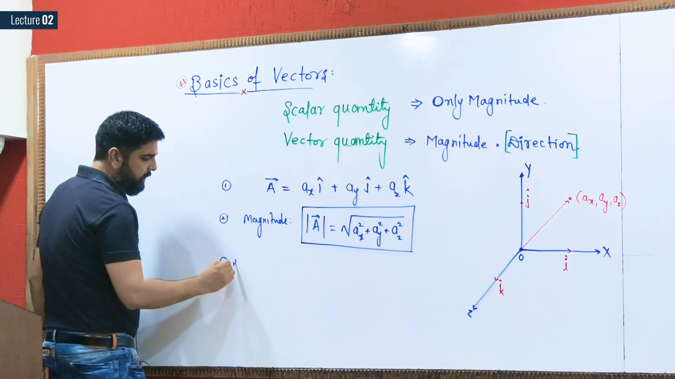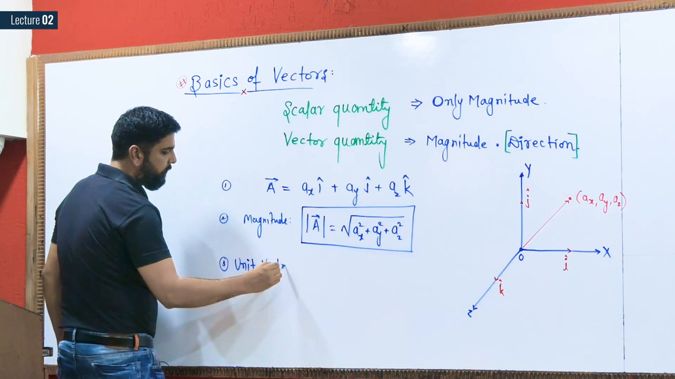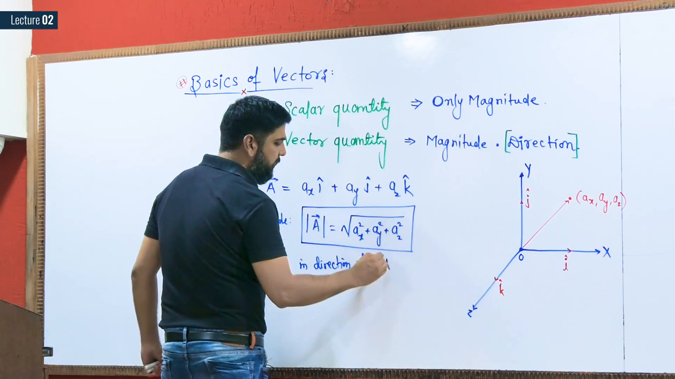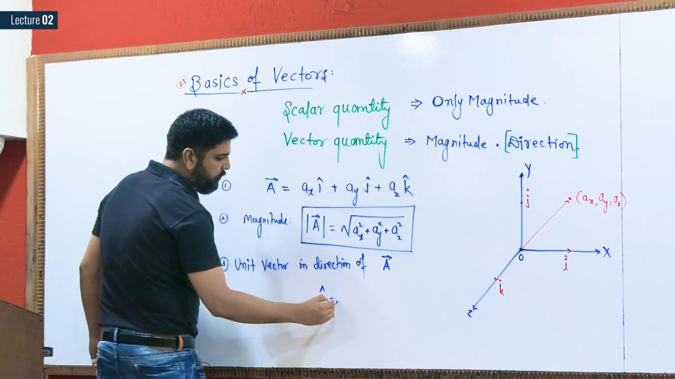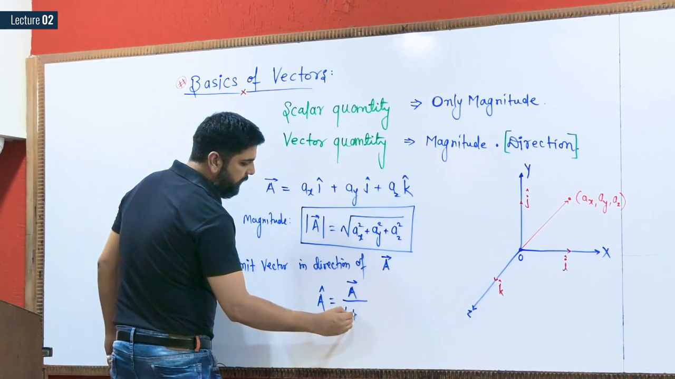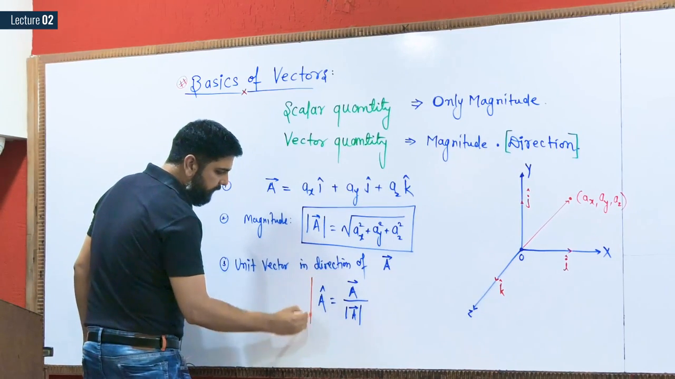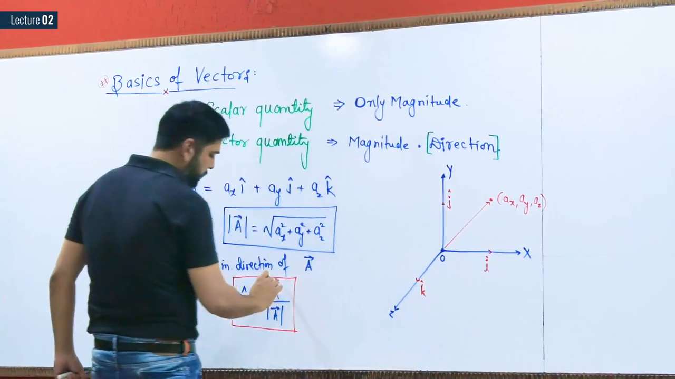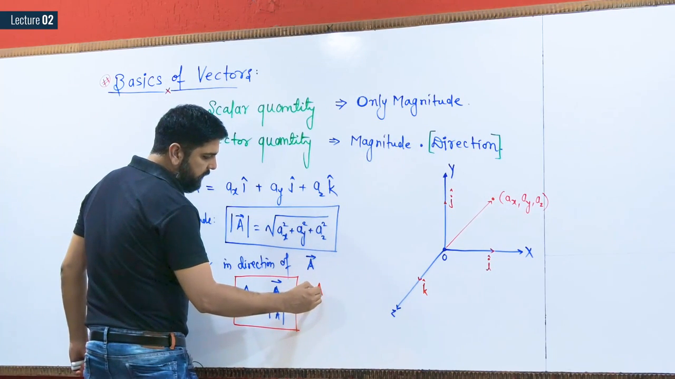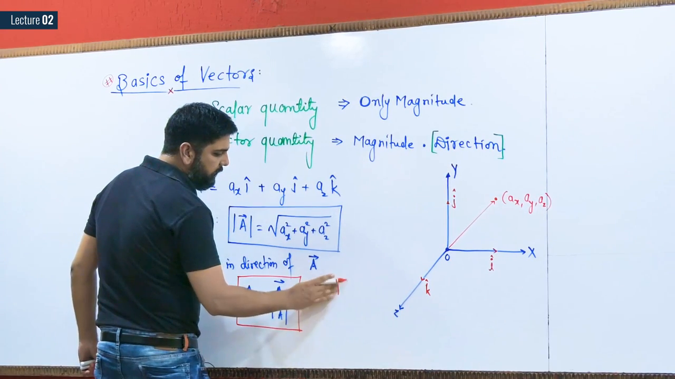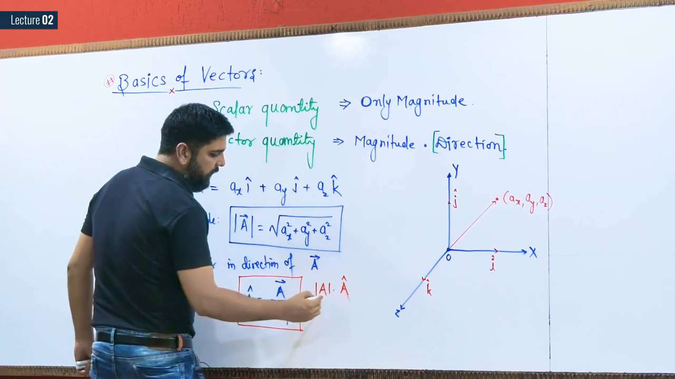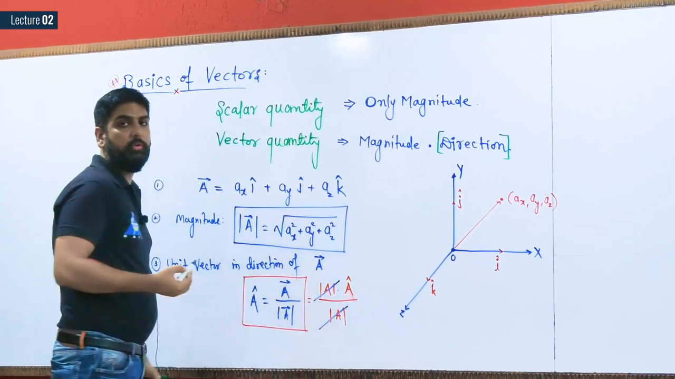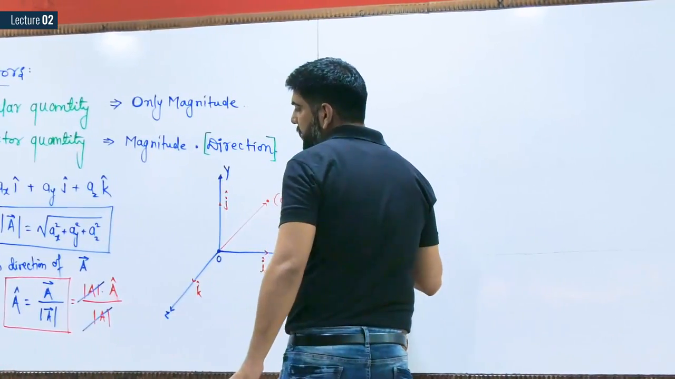Number three, unit vector in the direction of vector A. The unit vector is represented by A cap. So A cap is nothing but vector A divided by its mod. Vector A is magnitude into direction, and the direction is the unit vector. So A cap times mod of A, and the mod values cancel out. A cap is equal to vector A upon mod of A, the unit vector in the direction of vector A.